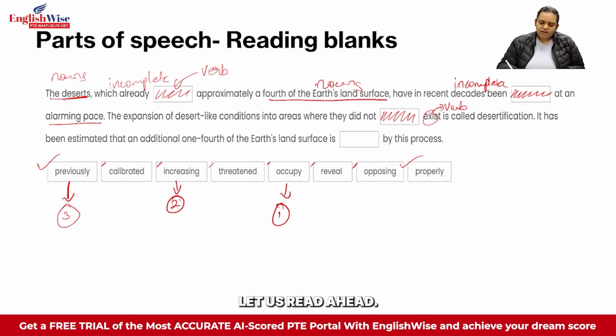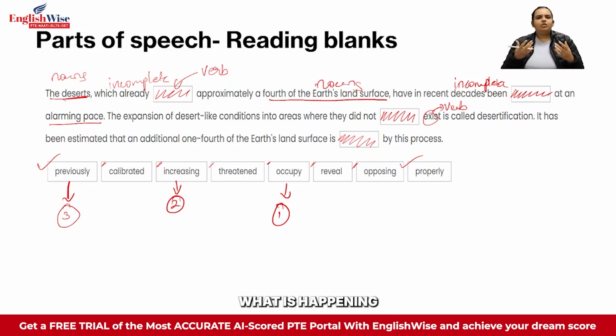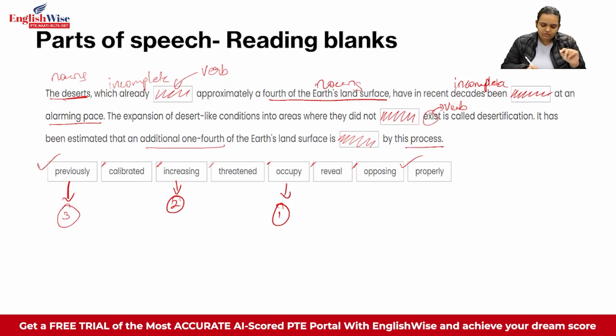Let us read ahead. It has been estimated that an additional 1/4 of the Earth's land surface is dashed by this process. Okay, again, let us read this sentence without this blank here. It has been estimated that an additional 1/4 of the land surface is by this process. Again, this does not make sense. Is by this process. What is happening by this process? Okay, so again, it will go by the noun or a verb. Nouns are already given. Okay, so you will go with a verb.